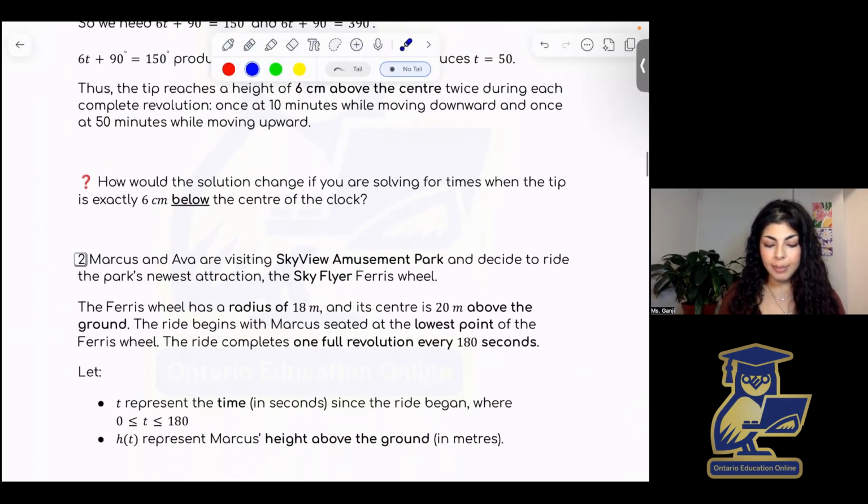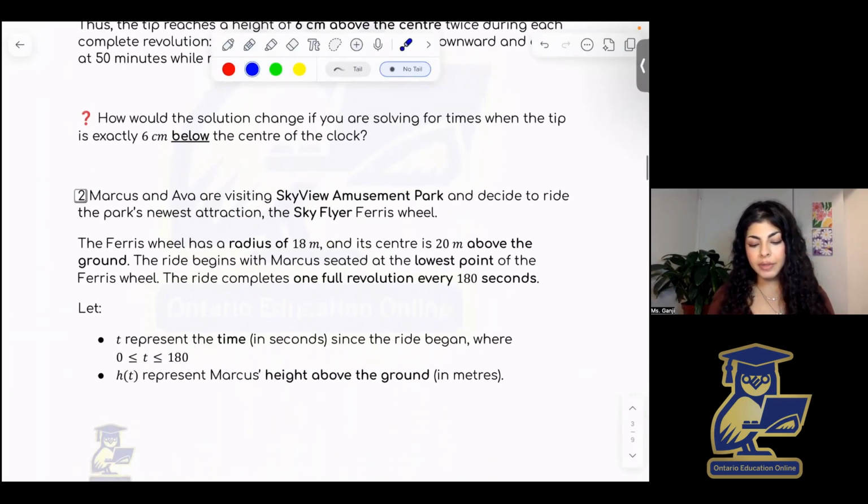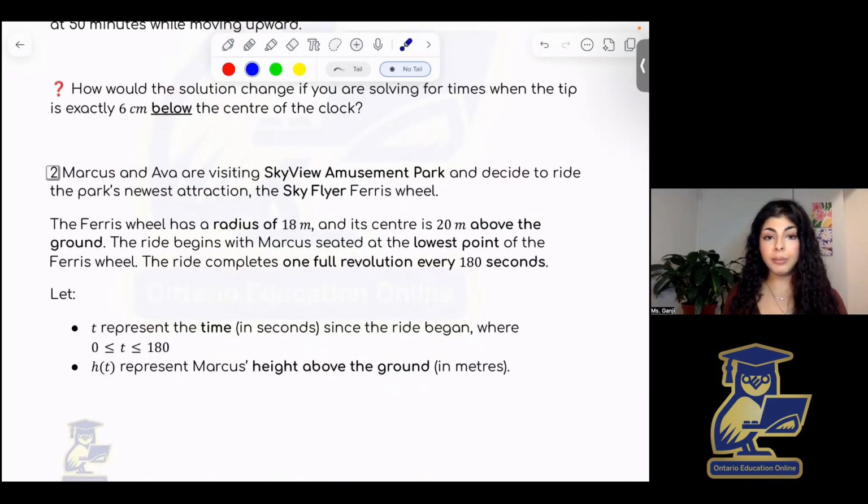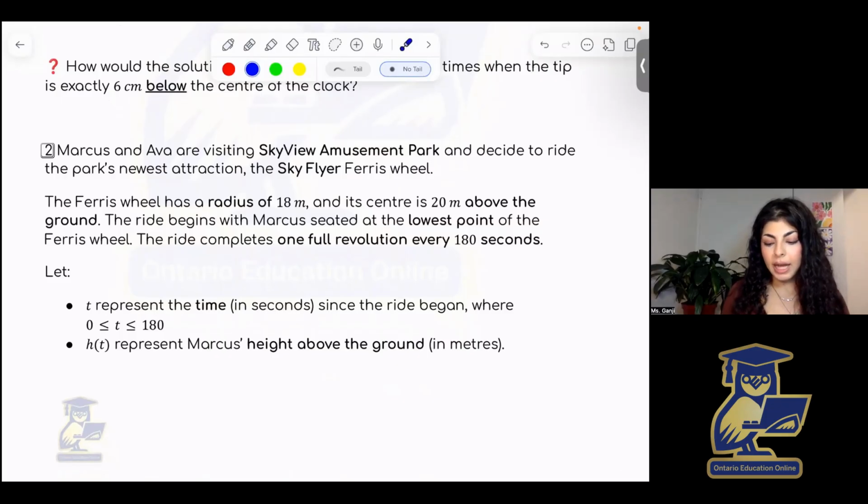Now for our next example, Marcus and Ava are visiting Skyview Amusement Park and they decide to ride a new Ferris wheel called the Sky Flyer. The Ferris wheel has a radius of 18 meters and the center is 20 meters above the ground. The ride begins with Marcus seated at the lowest point of the Ferris wheel, so at the minimum point, and the ride completes one full revolution every 180 seconds. So that's our period there.